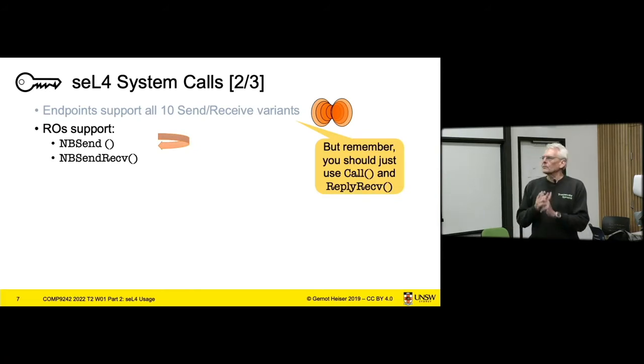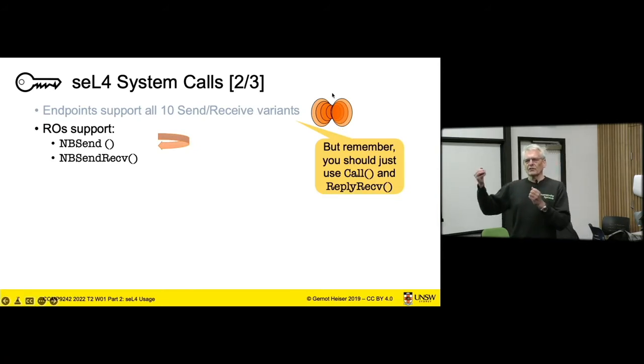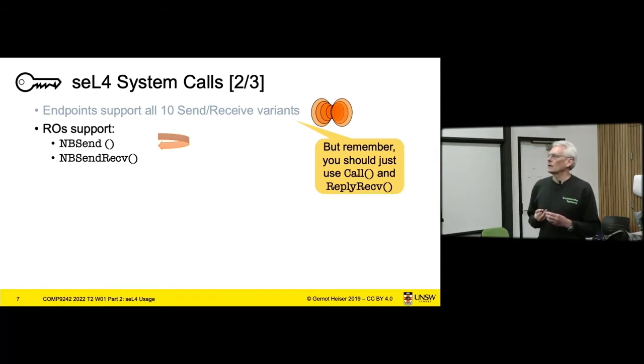Reply objects, which remember are the things the server provides to the kernel, so the kernel can set up a reply channel to the client, so we don't need an extra endpoint. They are otherwise like endpoints, and they only support the non-blocking send or send receive, which is basically what the server does. And again, I'm not sure whether this is quite right, this should be a reply wait.